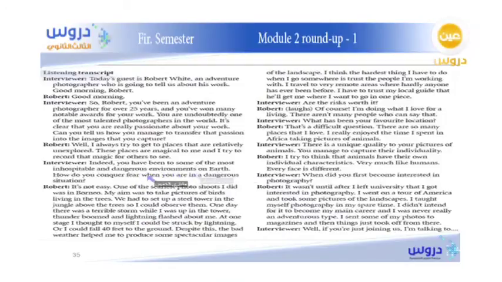It's not easy. One of the scariest photo shoots I did was in Borneo. My aim was to take pictures of birds living in the trees. We had to set up a steel tower in the jungle above the trees so I could observe them. One day there was a terrible storm while I was up in the tower. Thunder boomed and lightning flashed about me. At one stage I thought to myself I could be struck by lightning, or I could fall 40 feet to the ground. Despite this, the bad weather helped me to produce some spectacular images of the landscape.